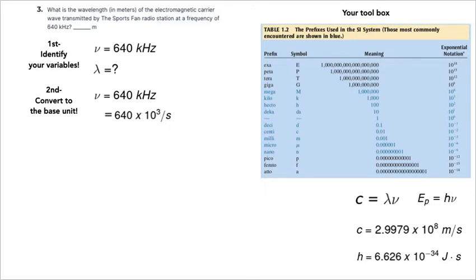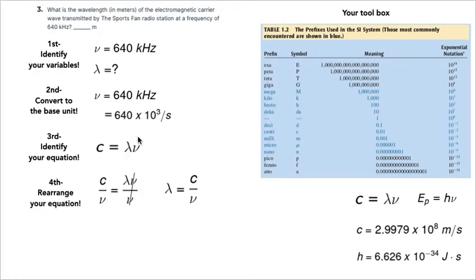Now we can look in our toolbox to find the correct equation to use to solve this problem. And of course, that's c equals lambda nu. But what's different in this case from the previous problem is that we know nu and we need to solve for lambda. So now we can rearrange this equation, dividing both sides by nu, and we can solve for lambda, and lambda is equal to c divided by nu.